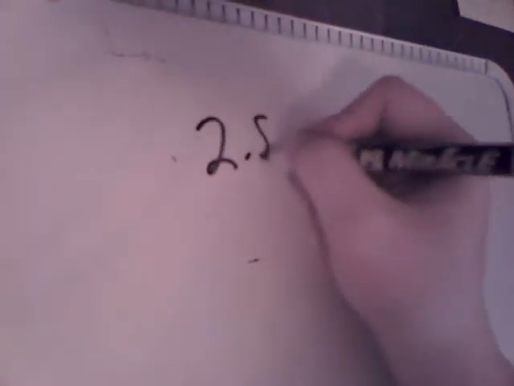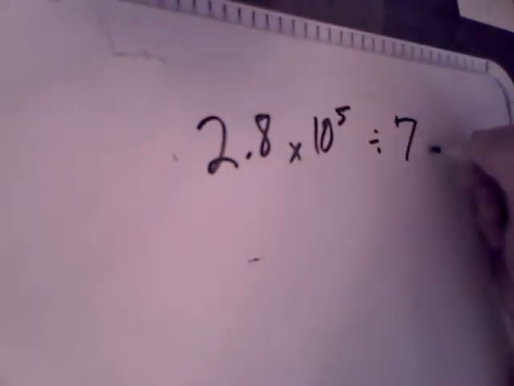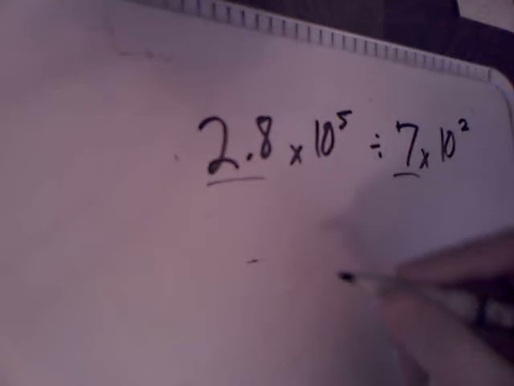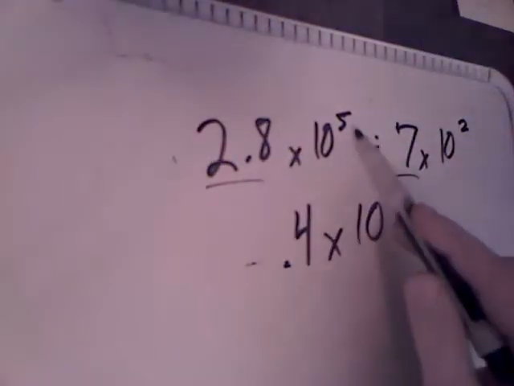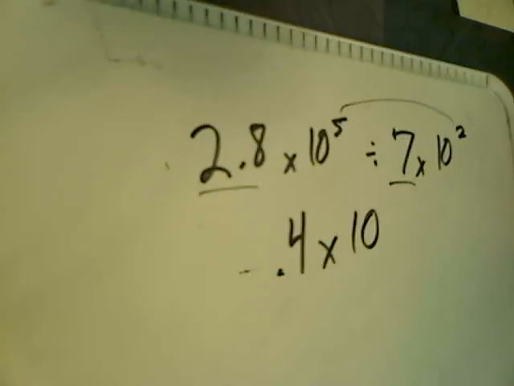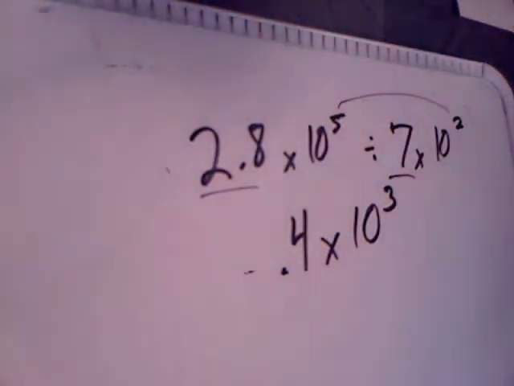Division is very similar to what we just did. There's just one change. When you're dividing, first of all, we're going to do the actual division. So we have 2.8 divided by 7, which is going to be 0.4, times 10 to the, instead of adding these numbers together, we're going to subtract them because we're in division, and division doesn't work the same way as multiplication. 5 minus 2 is 3, so our answer is 0.4 times 10 to the 3rd power.